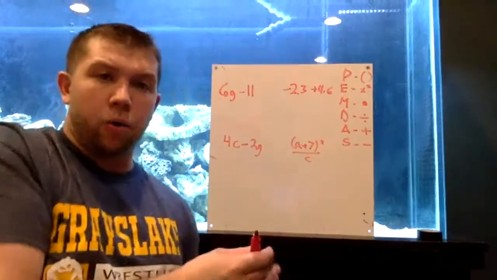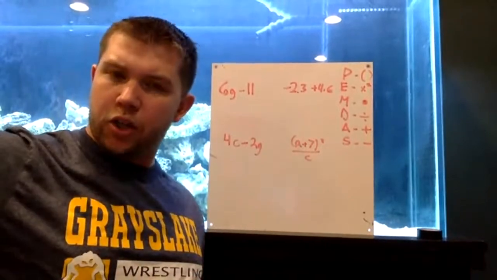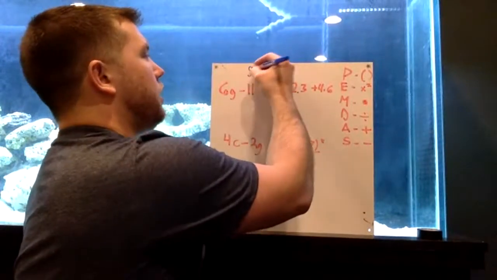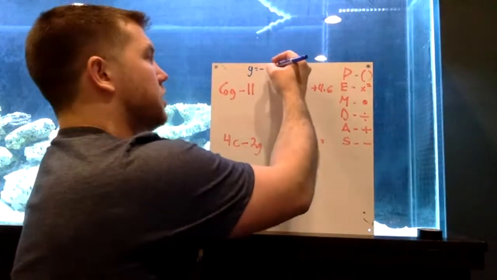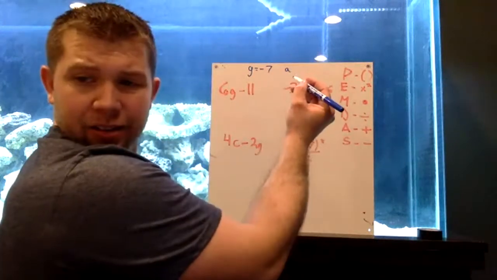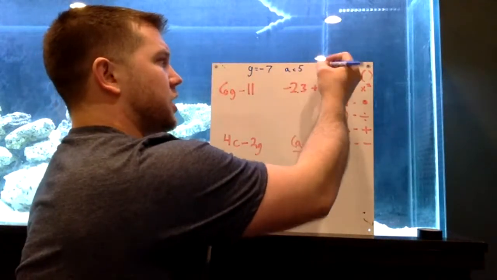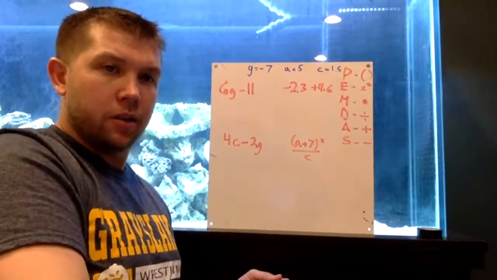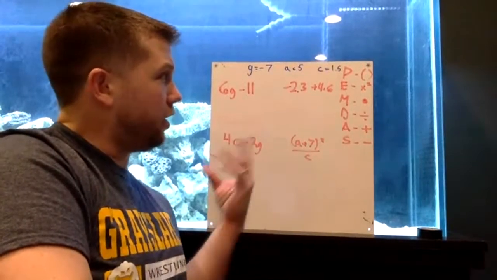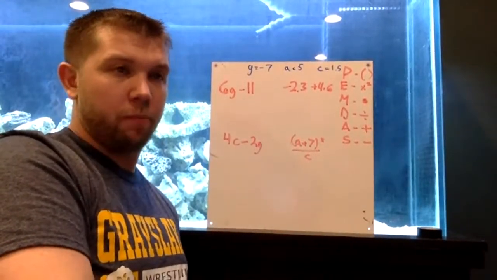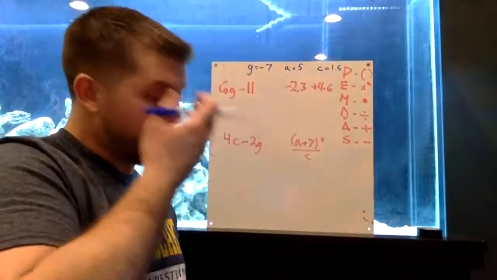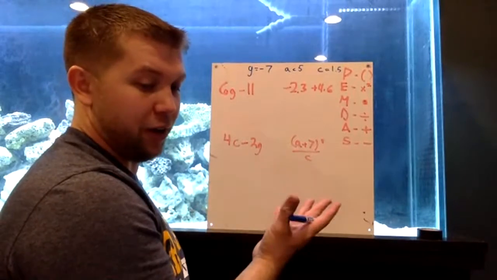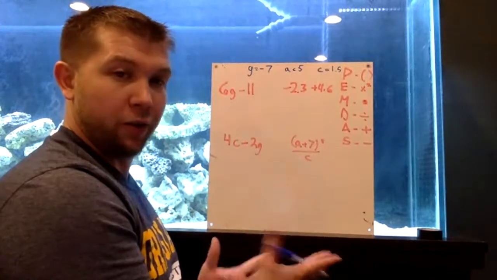So now, I'm going to change colors here. We've been given some values for each of these variables. We've been told that g equals negative 7, that a equals 5, and c equals 1.5. All I'm going to do is replace the variable that I have with the value that I'm given, and then we're going to evaluate the expression, basically reducing down until we have one term left. In this case, we're given a value for the variable, so we will be left with just one number.